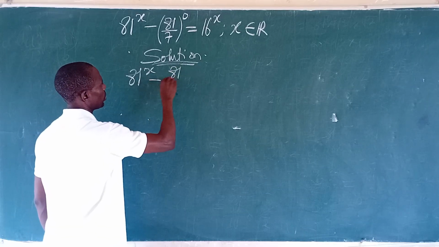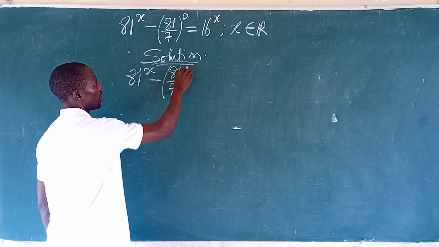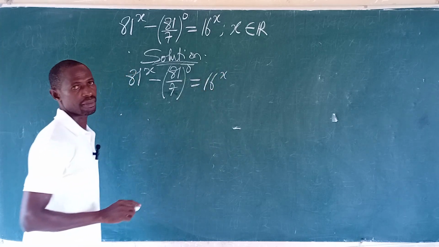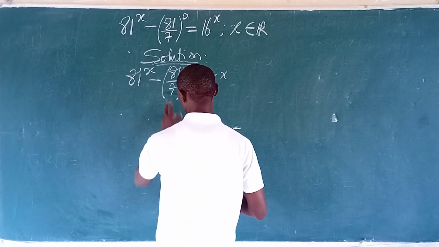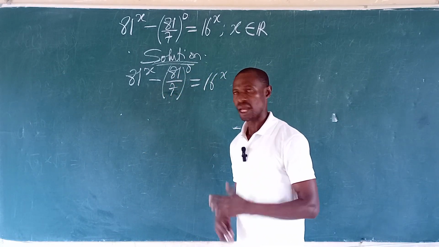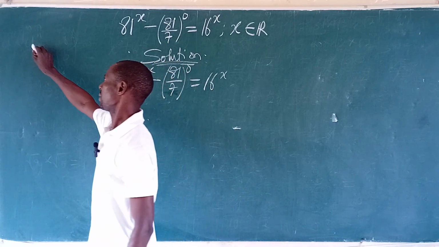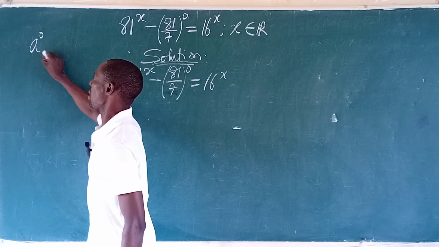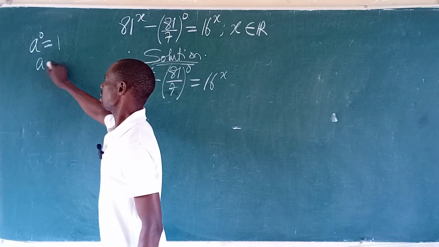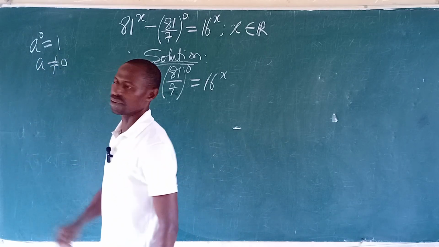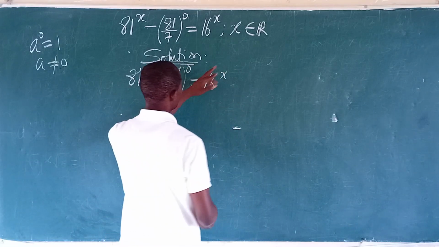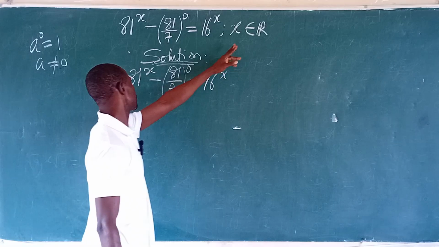(81^x − (81/7)^0) = 16^x. Now, if you check carefully, we have (81/7) raised to the power of 0. And we know, according to the law of indices, that a to the power of 0 is equal to 1, provided a is not equal to 0. That's why this condition is given here.